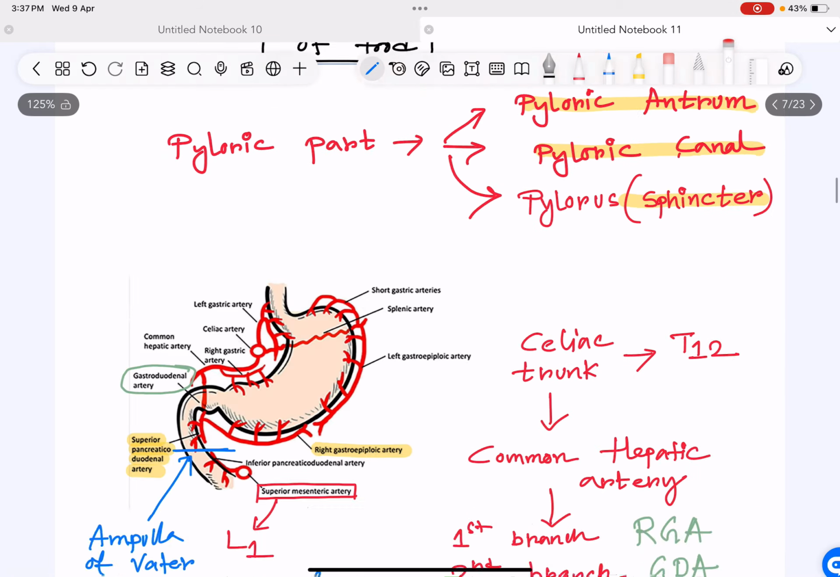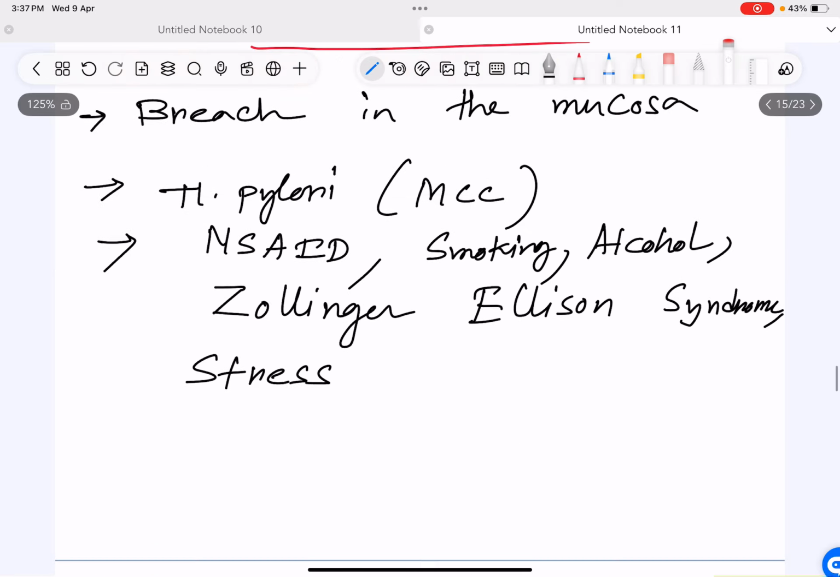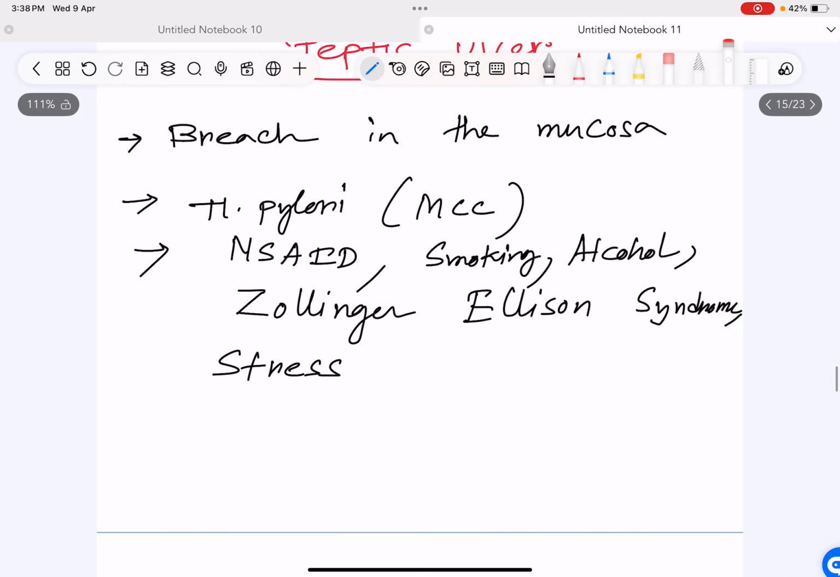Now coming back to the causes. Most common cause of both gastric and duodenal ulcer is Helicobacter pylori. What do we know about this bacteria? What we know about this bacteria is that it's a spiral or helical shaped bacteria which is having multiple flagella at its one end. Okay, it's a gram negative bacteria.